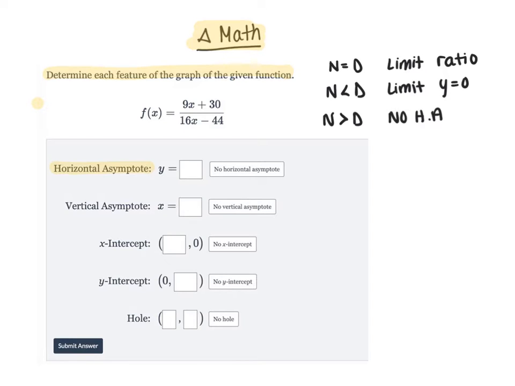So the degree of the numerator, there's an x there, so the degree of the numerator is 1. The degree of the denominator is 1. So if we take the ratio of the coefficients, 9 is our first coefficient, and 16 is our bottom. So our limit, or horizontal asymptote, is going to be y equals 9 over 16. And that would be our horizontal asymptote. So that would be this category, okay?